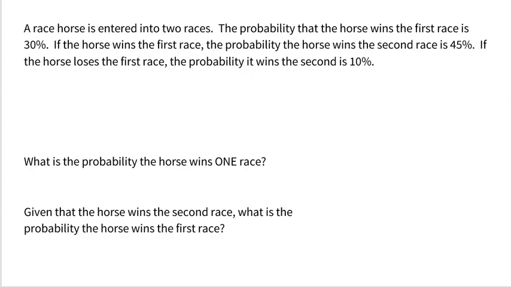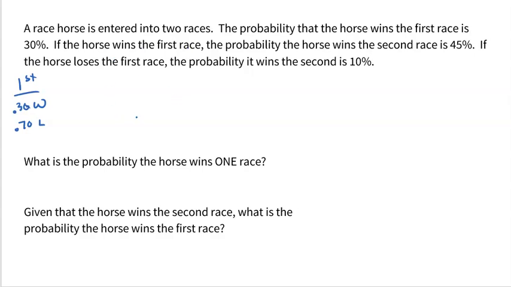A horse is entered into 2 races. The probability that the horse wins the first race is 30%. Okay, so kind of like make a little chart here. So first race, there's a 30% chance of a win, which unfortunately means there's a 70% chance of a loss. Okay, well, hey, it's the first race. If the horse wins the first race, so this is conditional.